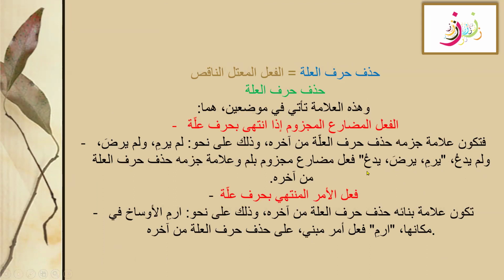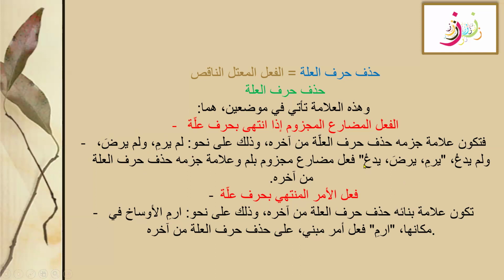Yarmi, lam yarmi, yarda, lam yarda, yad'u, lam yad'u. Here you can see the fi'l mudari majzoom, and how you're going to write the i'rab, because the last letter, the harf illa, is dropped from each word. Here the waw is dropped, here the alif is dropped, and here the ya is dropped. So it is fi'l mudari majzoom bilam.